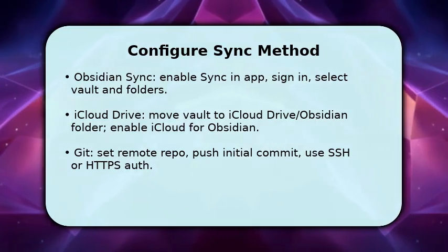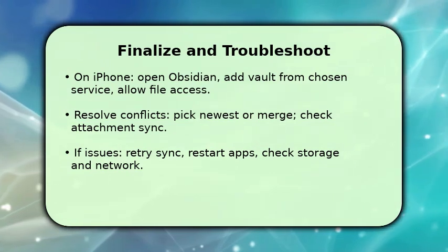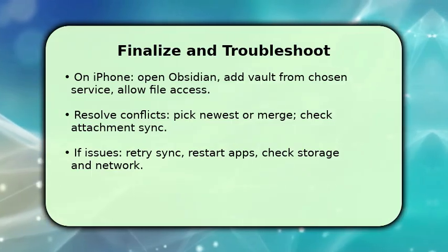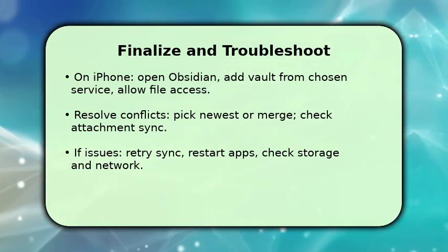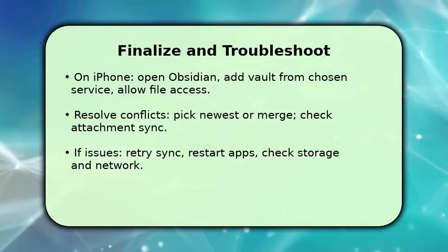Finish by adding the vault on your iPhone and verifying content. Open Obsidian, choose Add Vault From, then select Obsidian Sync, iCloud Drive or Files/Git and grant access to the folder. Once done, scan notes and attachments for completeness. Make sure links and plugins behave as expected.